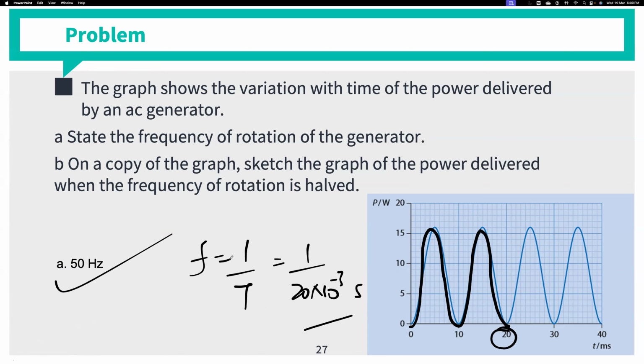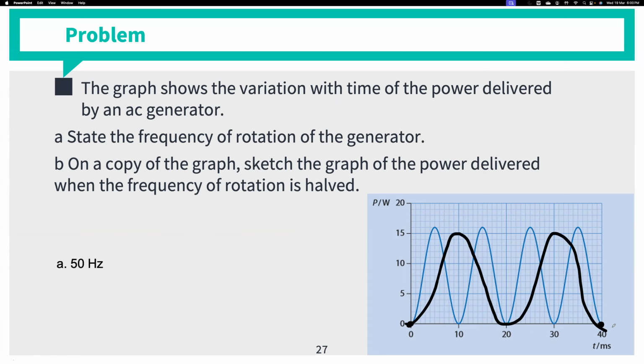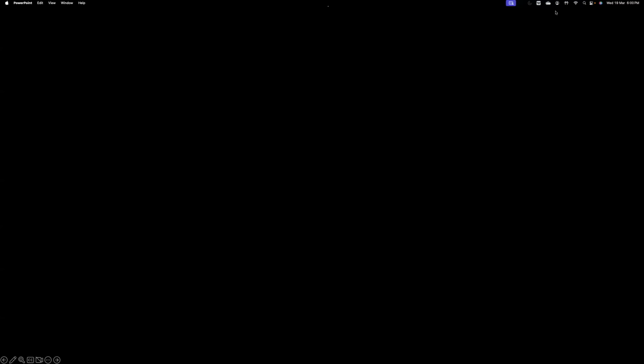Next, on a copy of the graph, sketch the graph of power delivered when the frequency of the rotation is halved. When your frequency gets halved, time period gets doubled. Why? Because frequency and time period are reciprocal to each other. So the time period gets doubled. That means from the start of the graph to the end, one complete oscillation should complete in 40 milliseconds. And that's the graph for the power delivered when the frequency of rotation is halved. And that finally brings us to the end of electromagnetic induction.